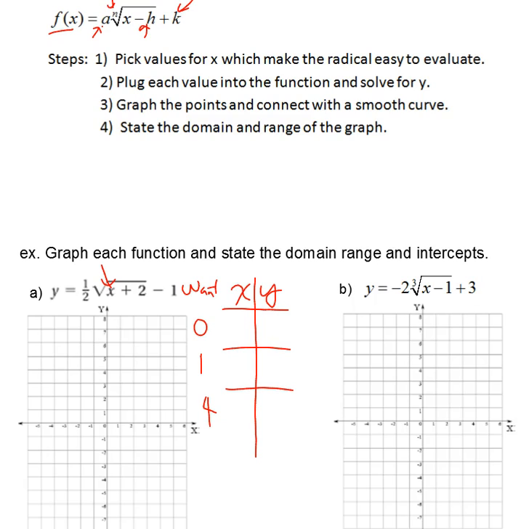All right. Well, what would I have to plug in for x if I wanted to get a 0 in here? Wouldn't I have to plug a -2 in for x? Because -2 plus 2 is 0. What would I have to plug in for x to get a 1? Wouldn't I have to plug a -1 in for x? All right? Because -1 plus 2 is 1. And lastly, if I wanted to get a 4, wouldn't I plug a 2 in for x? All right? Because 2 plus 2 is 4, right?